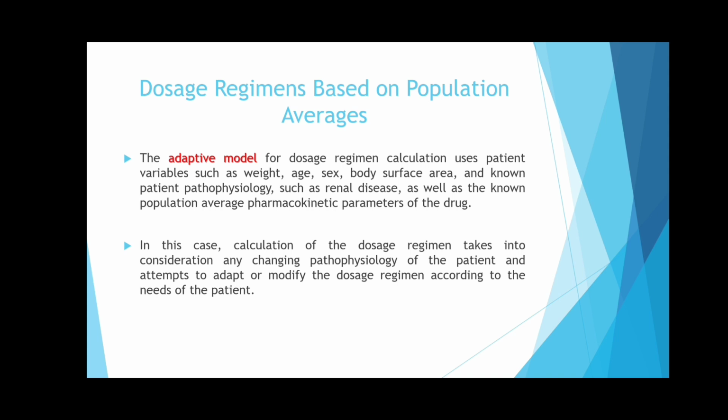So depending upon the patient's pathophysiological condition, whether he is suffering from any kind of metabolic disorder or any organ disorder, depending upon the size of the patient, like his body surface area, weight, age, and gender, depending upon that we are setting the dosage regimen. But in the fixed model, we are not checking the patient's individual concerns. We are just giving a fixed dosage regimen depending upon the population average pharmacokinetic parameters. In the fixed model, the regimen is fixed, but in the adaptive model we may adapt depending upon the patient variable parameters.